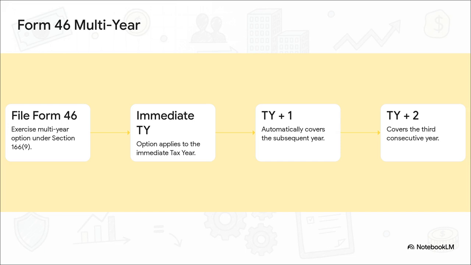Now, here's a real game changer for efficiency. Section 166.9 introduces Form 46. This form lets you exercise a multi-year option. Basically, you can lock in the determination of your arm's length price for a single proceeding that spans 3 consecutive tax years. You file for the immediate tax year, and it automatically covers TY+1 and TY+2. Think of the compliance time that's going to save.